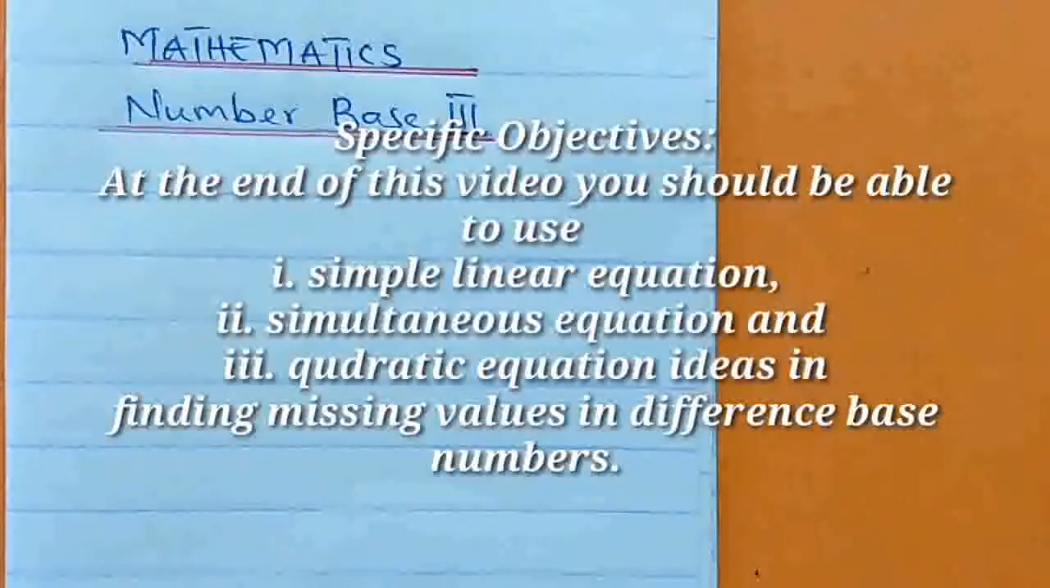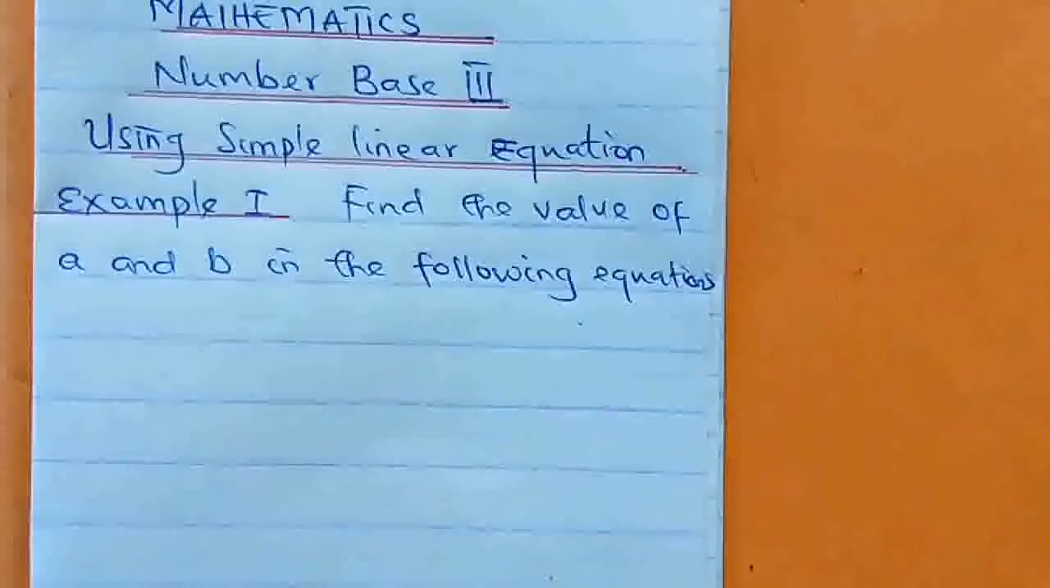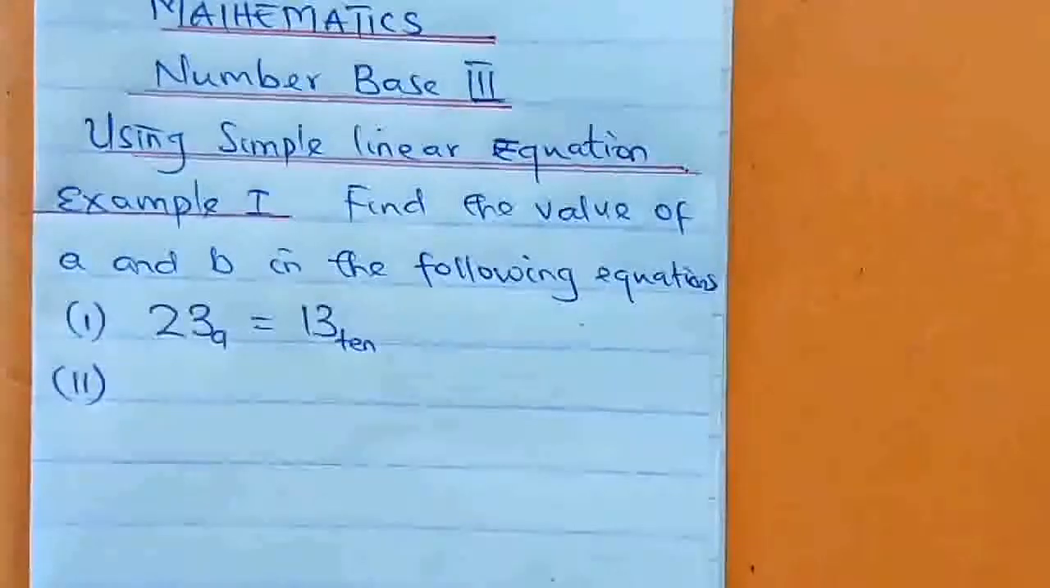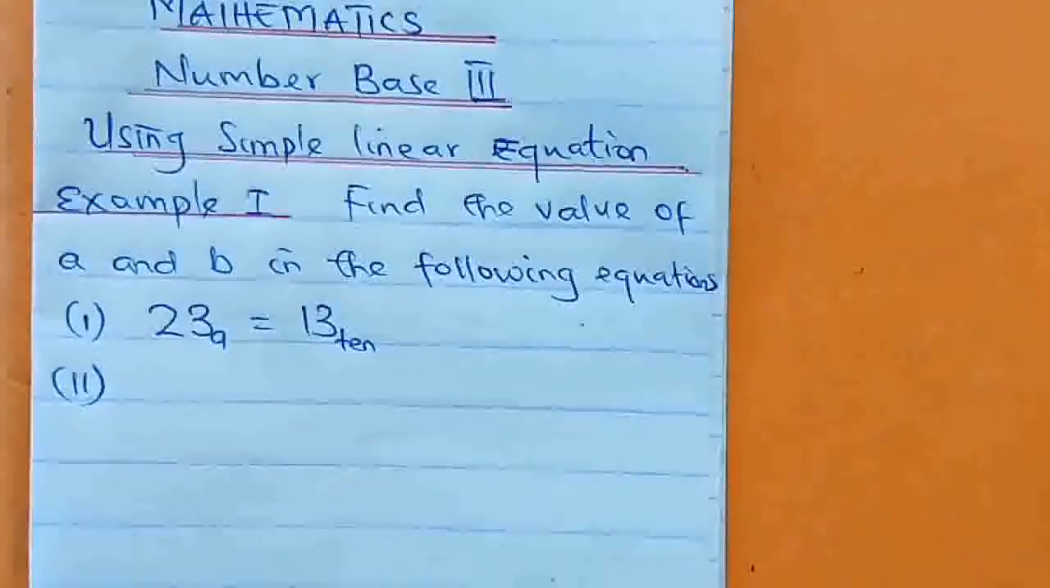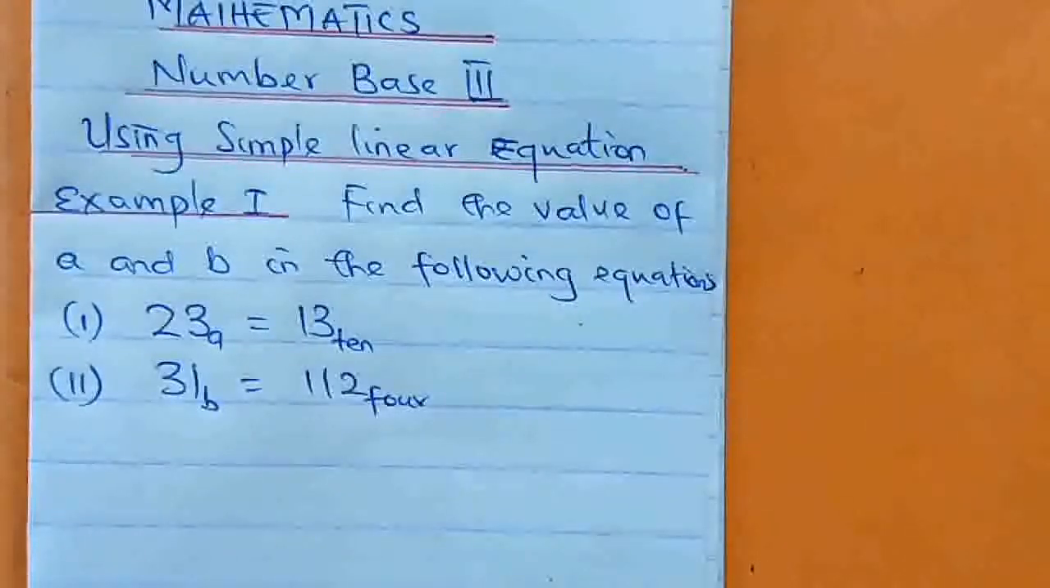Okay, let's start with using simple linear equations in finding missing values. Find the value of a and b in the following equations. 23 in base a is equal to 13 in base 10. 31 in base b is equal to 112 in base 4.